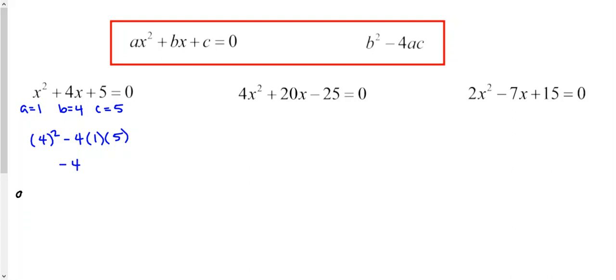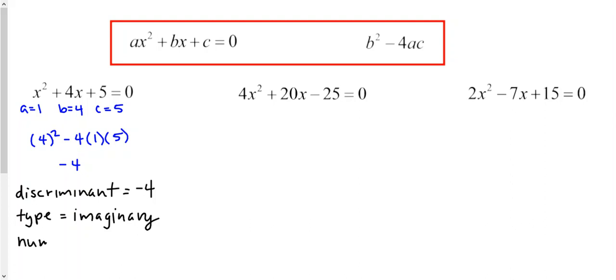So my discriminant equals -4. And what that tells me is my type of solution, since it's negative, is imaginary. And the number of solutions I'm going to have is 2.